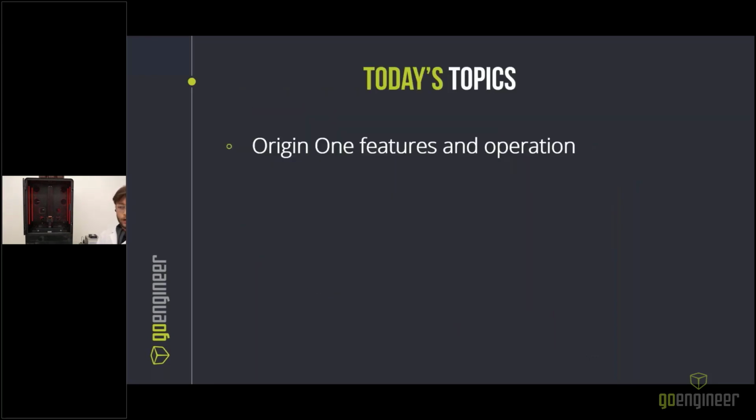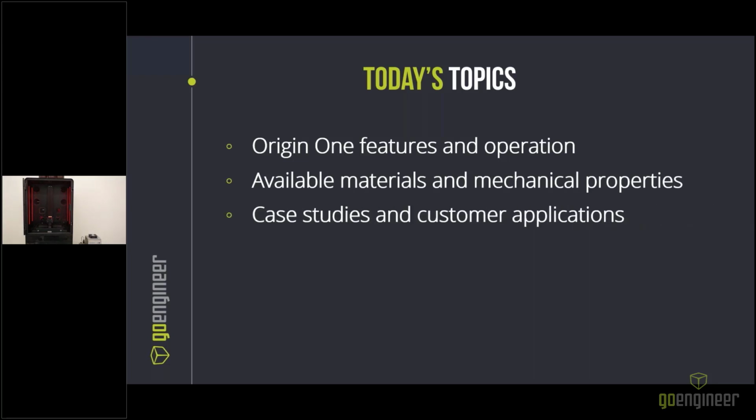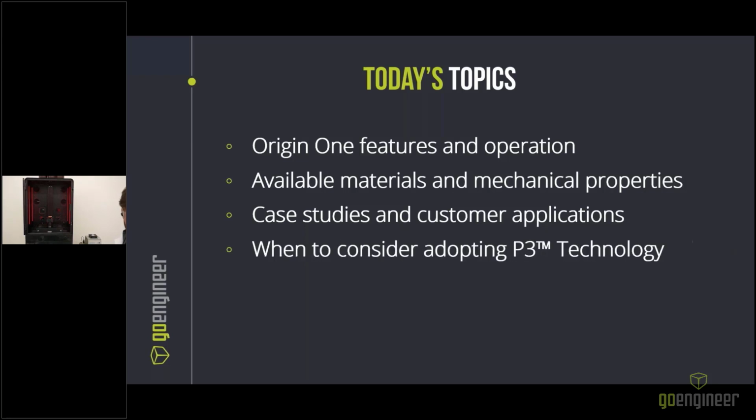Today's webinar will feature the Origin 1 features in operation, the available materials and mechanical properties. We are going to look at some case studies and proven applications of the materials, along with when to consider using an Origin 1 in your industry. We're going to wrap things up by comparing the Origin 1 to existing DLP and other resin machines that are on the market today. So with that, let's dive right in.